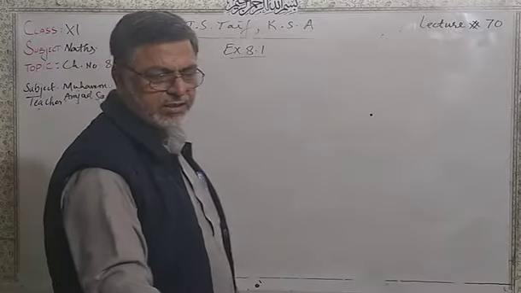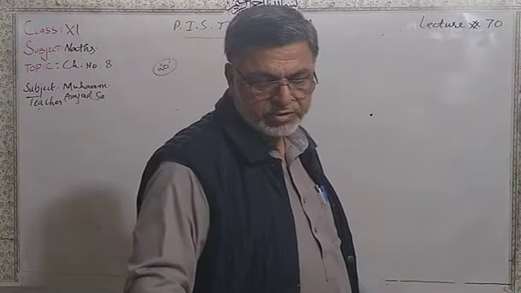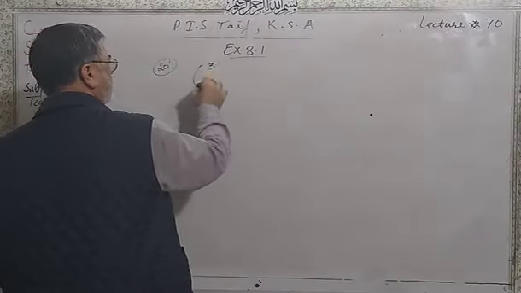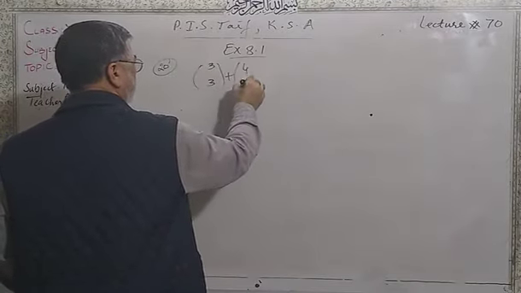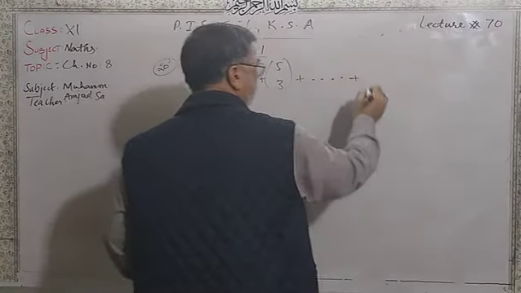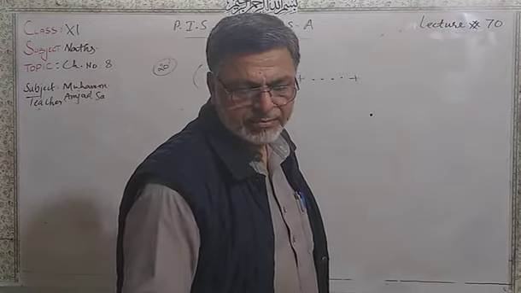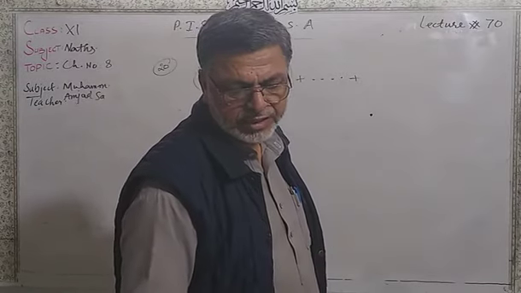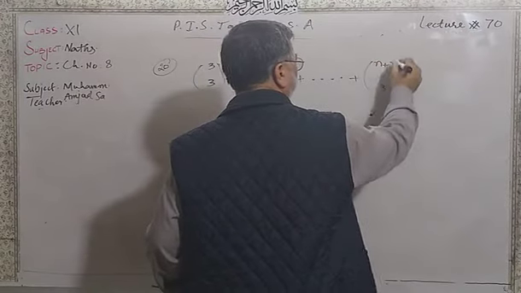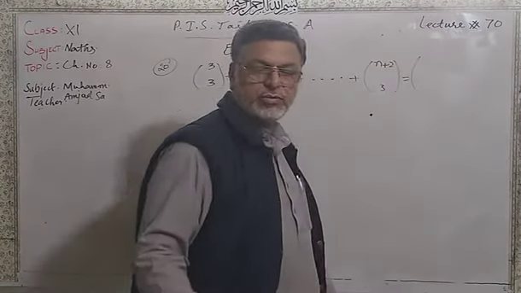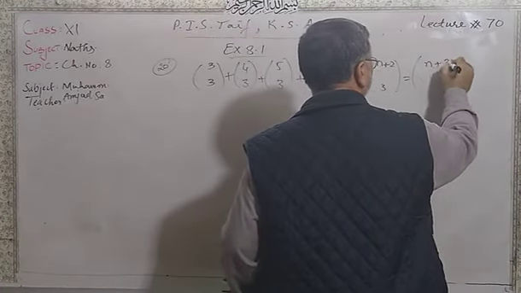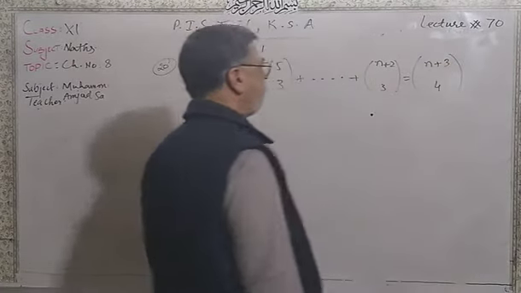After that, question number 20. Question number 20 is 3C3 plus 4C3 plus 5C3 plus and so on, plus (n plus 2)C3, that is equal to (n plus 3)C4.